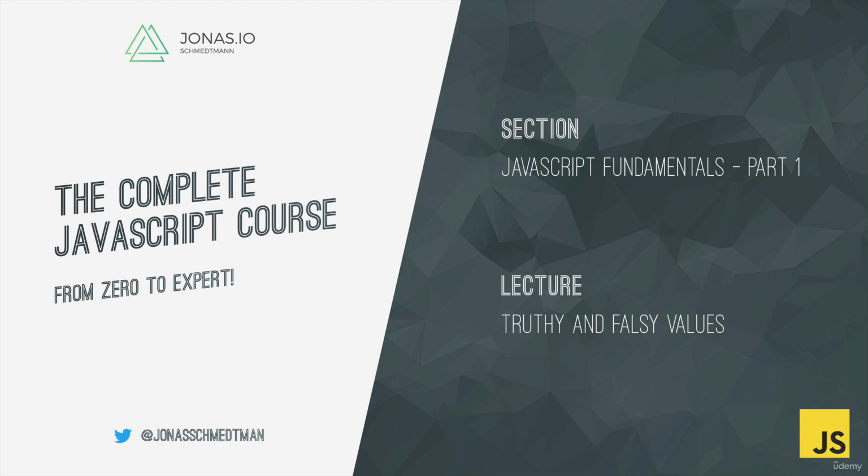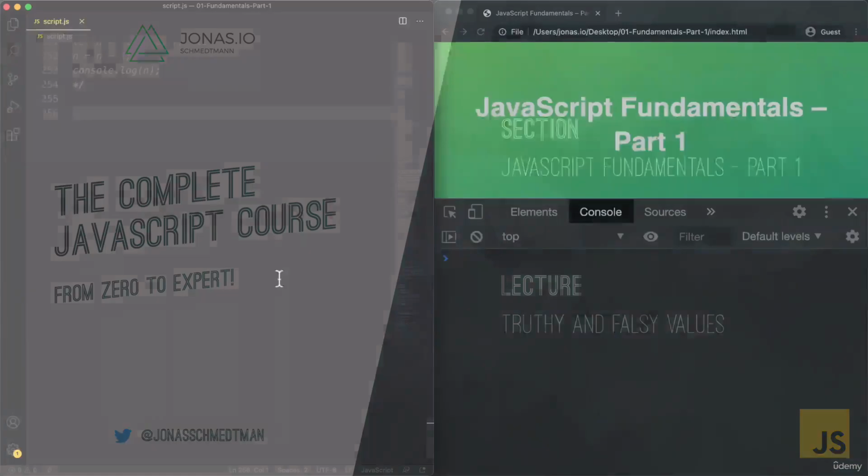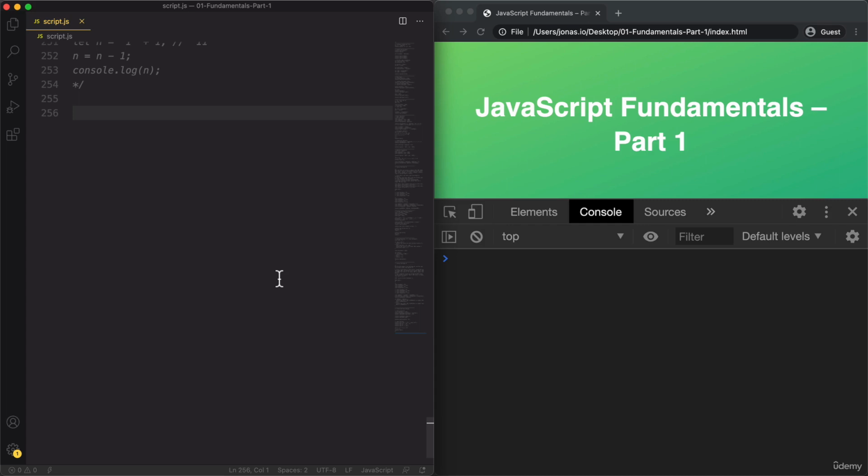So we talked about type conversion and coercion to numbers and to strings. But I didn't mention booleans yet, right? That's because we need to learn the concept of truthy and falsy values first. And so that's what we're going to do now. So let's get right into it.